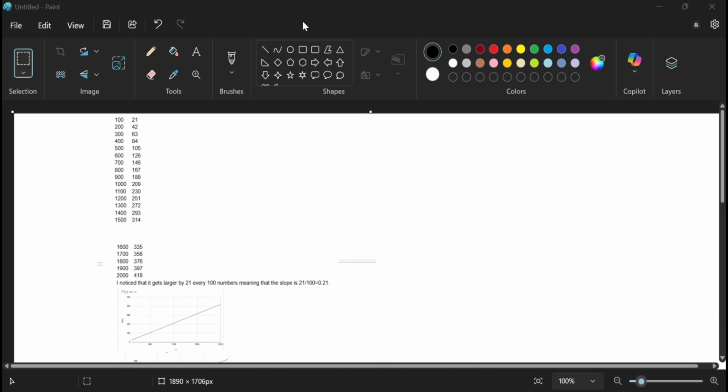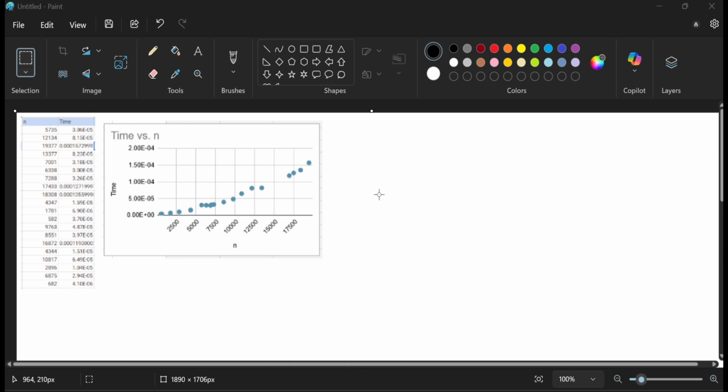Okay, so for the third problem, I chose the fast doubling algorithm. I chose it because I also wanted to look at how it looks and what numbers it gets, and I increased n by 100. After I got all the numbers, I noticed that they get bigger by just 21 each time. And of course, I divided by 100, and its slope is just 0.21. As you can see on the graph, it is just a straight line.